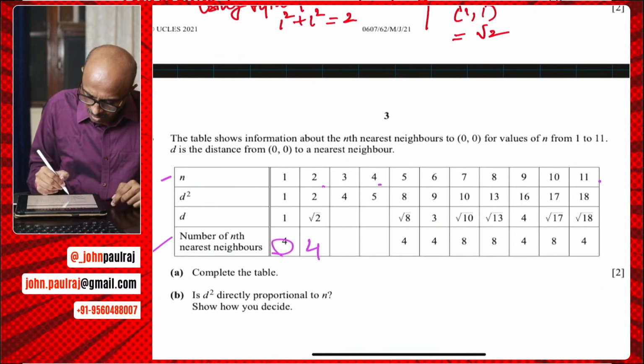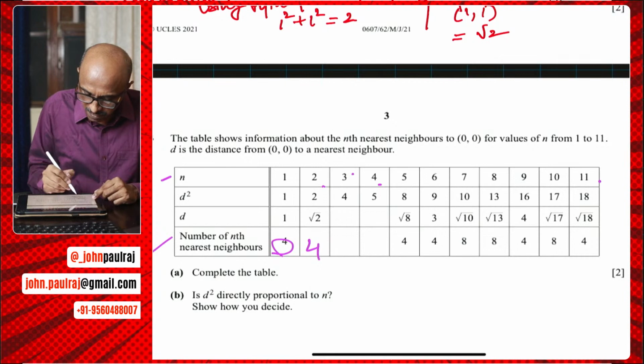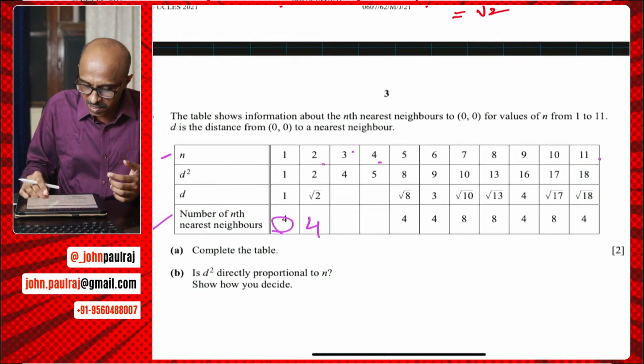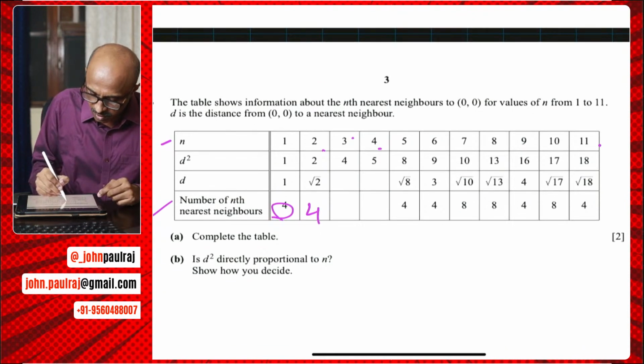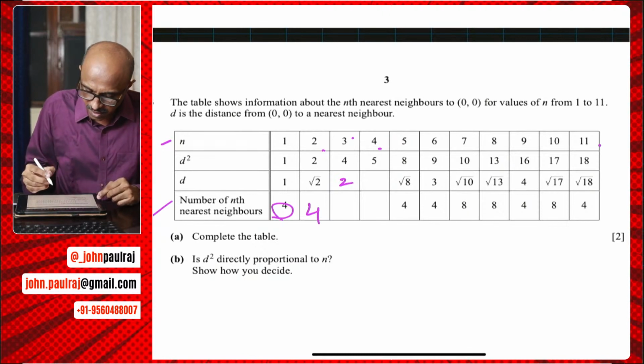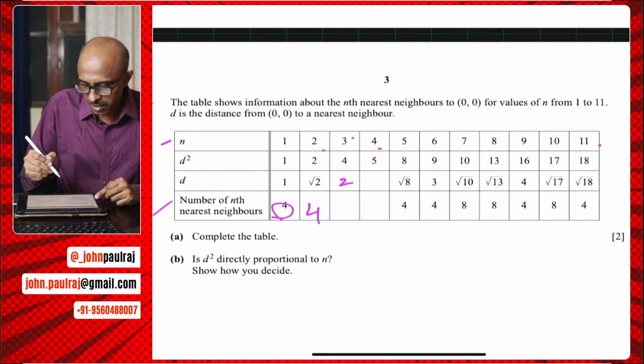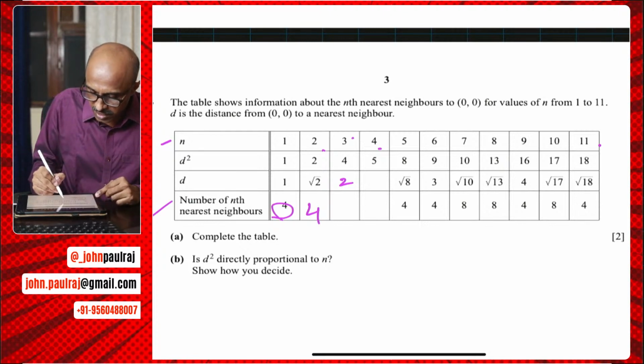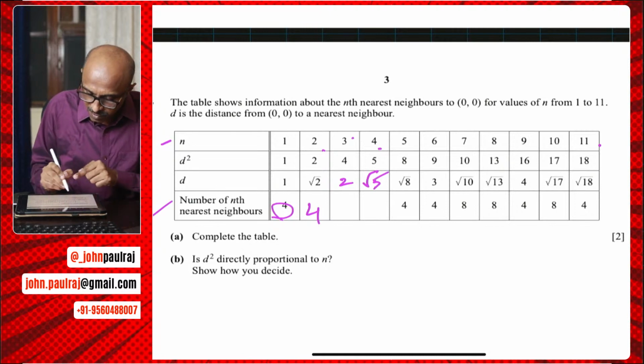So there's 4. For the third nearest neighbor, they've given d square. If they've given d square as 4, d should be the square root of 4, that is 2. d being a distance, obviously it has to be positive. Likewise for the fourth nearest neighbor, d square is 5, so the distance should be root of 5. And then we have to fill these things.